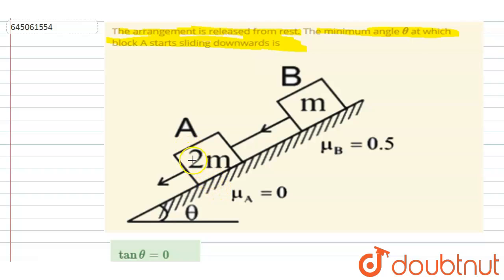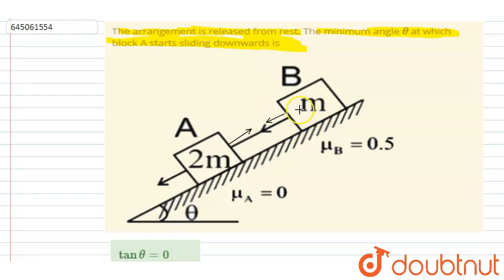So what will happen here, when block A starts to slide, it will not slide alone. It will come with B. If A has acceleration a in the downward direction, definitely B will also have the same acceleration. Why? Because there is no friction, so when it tries to move, tension will be generated here, and the same tension will act on B in the downward direction.